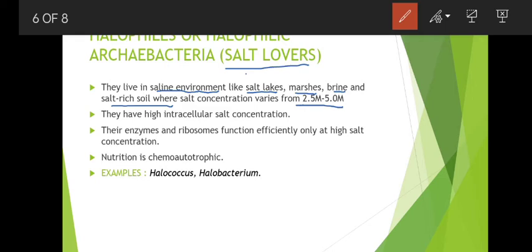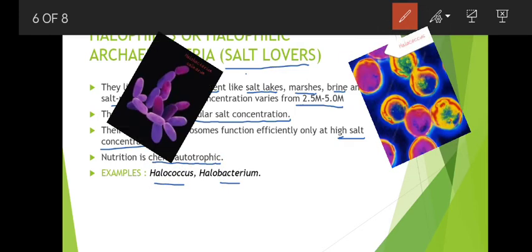The second point is they have high intracellular salt concentration, that is, the concentration inside their cell is very much higher compared to other kinds of cells. Their enzymes and ribosomes function efficiently only at high salt concentration. So they live in a salty or saline environment. As a result, their ribosomes and enzymes function efficiently only at high salt concentration, and their nutrition is chemoautotrophic. Some examples are Halococcus and Halobacteria.